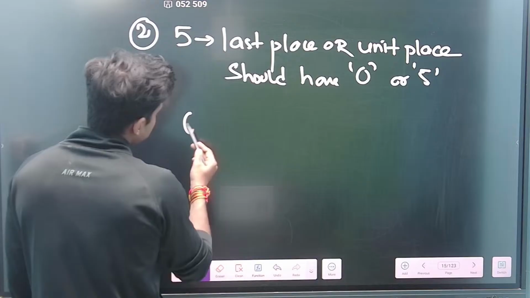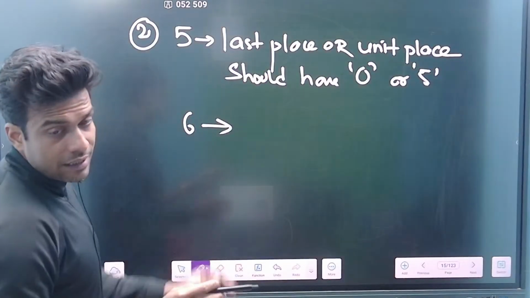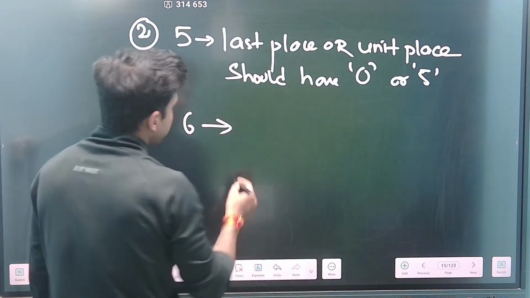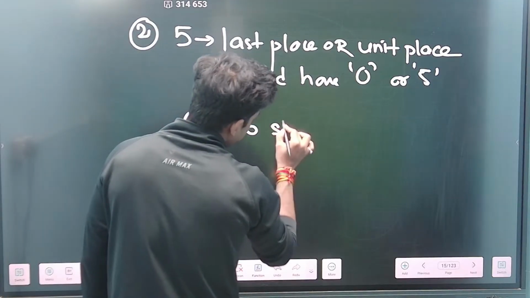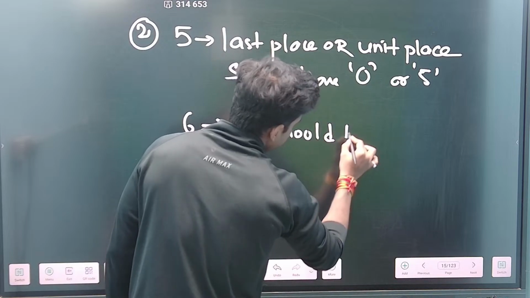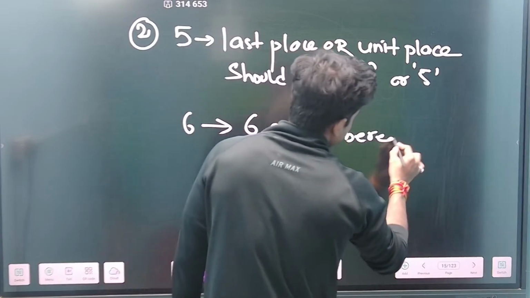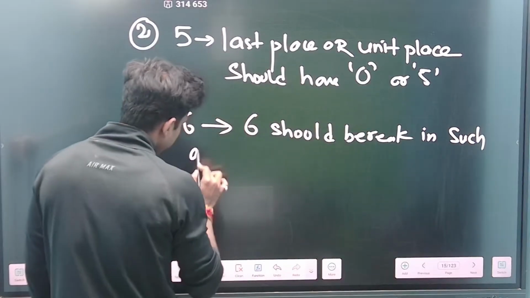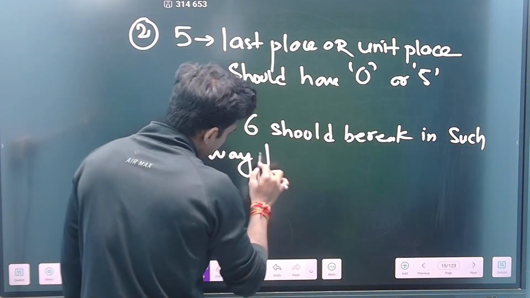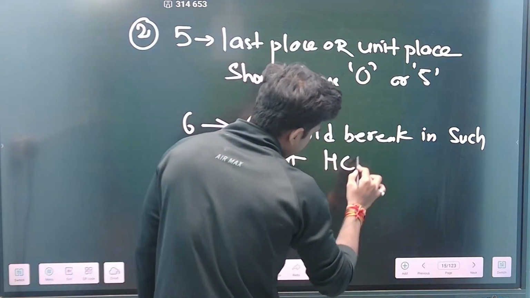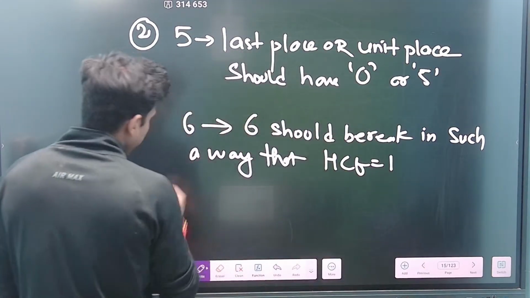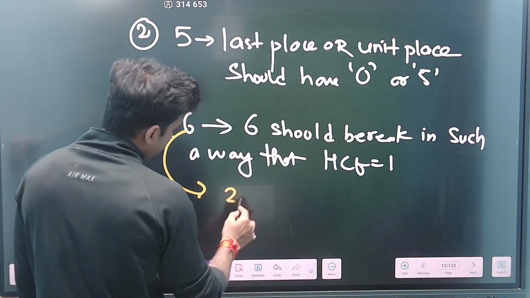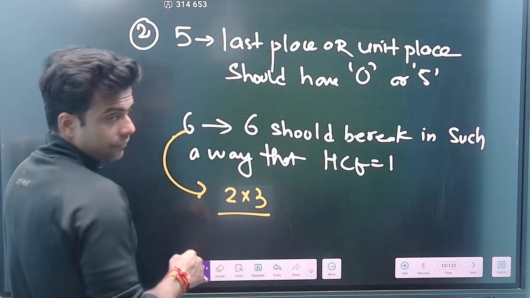Now if I say 6 should be broken in such a manner that HCF should be 1. So I would say 6 should be broken in such a way that HCF is always 1. Means break 6 into 2 and 3. Break 6 into 2 and 3, because their HCF is 1.